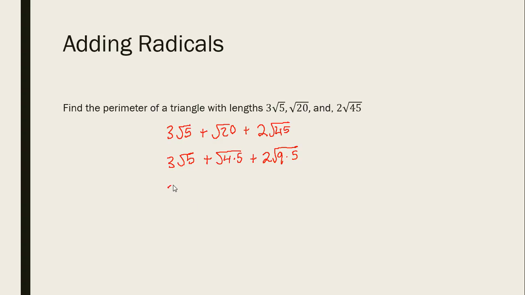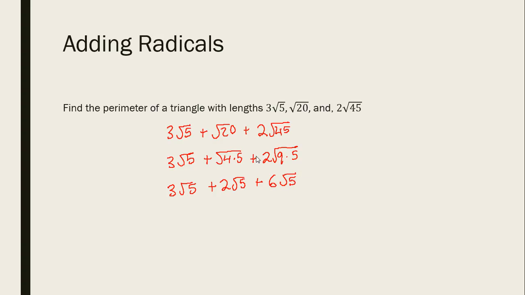So I get 3 root 5 plus, well, the square root of 4 is 2. So I have 2 root 5. And finally, the square root of 9 is 3. So 3 times 2 is 6 root 5.